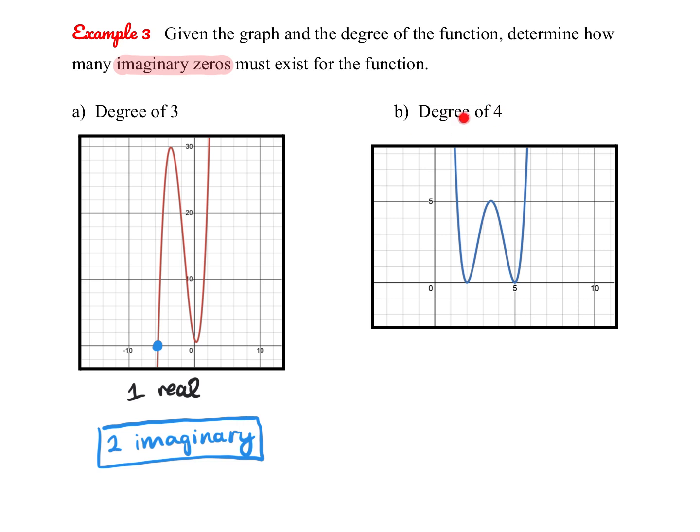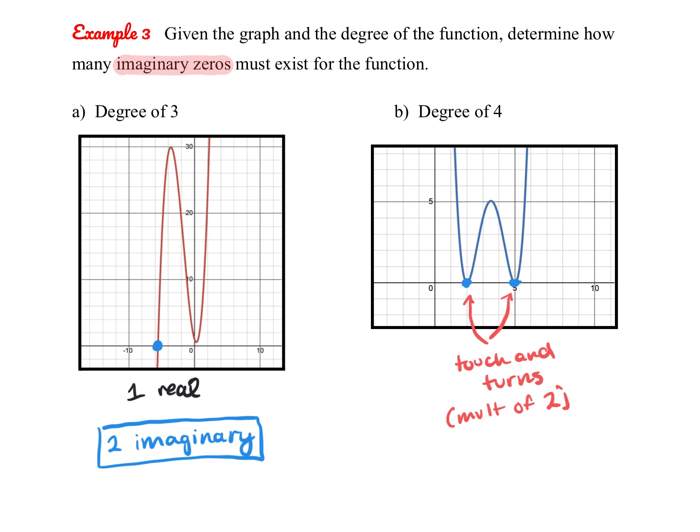Here we have a degree of 4, so we need 4 solutions. Here I see 2 x-intercepts. However, there's something that maybe you notice about them. These are both touch and turns, right? These are touch and turns. And we know that a touch and turn means that the multiplicity is even. So these actually each have a multiplicity of 2.